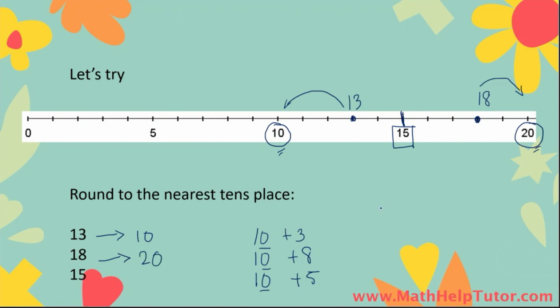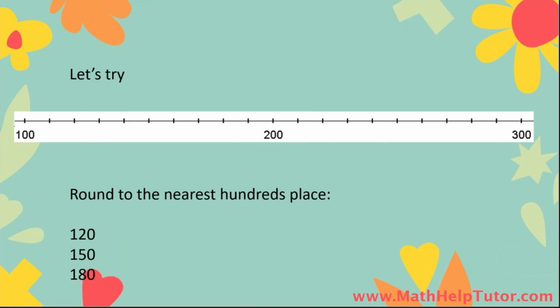Next, for the number 15. Since 15 is right on the middle of 10 and 20, then we know that 15 is nearer to 20 than it is to 10. So the answer to rounding 15 to the nearest tens place is 20. Let's now round some numbers to the nearest 100. Let's round numbers 120, 150, and 180 to the nearest hundreds.